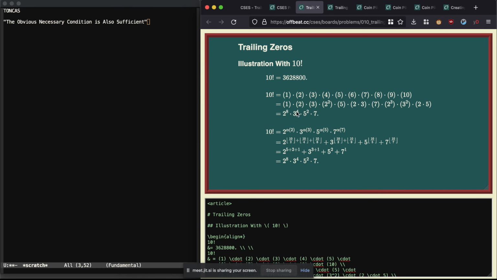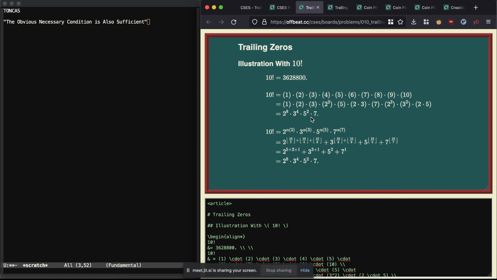So the problem now is to find how many 5s we can find in this whole product. In a more formal fashion, what we're asking is, what is the largest power of 5 that divides 10 factorial? So what looked like a big problem is now reduced to a very specific mathematical question. What is the largest power of 5 that divides n factorial?